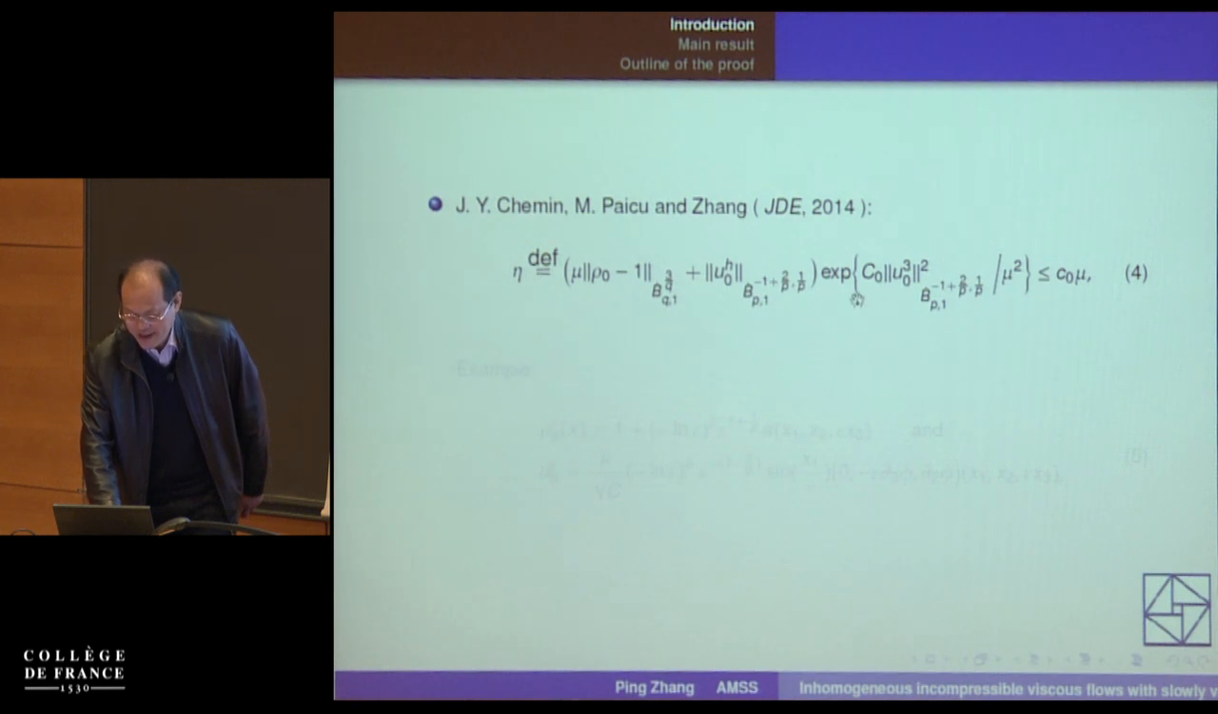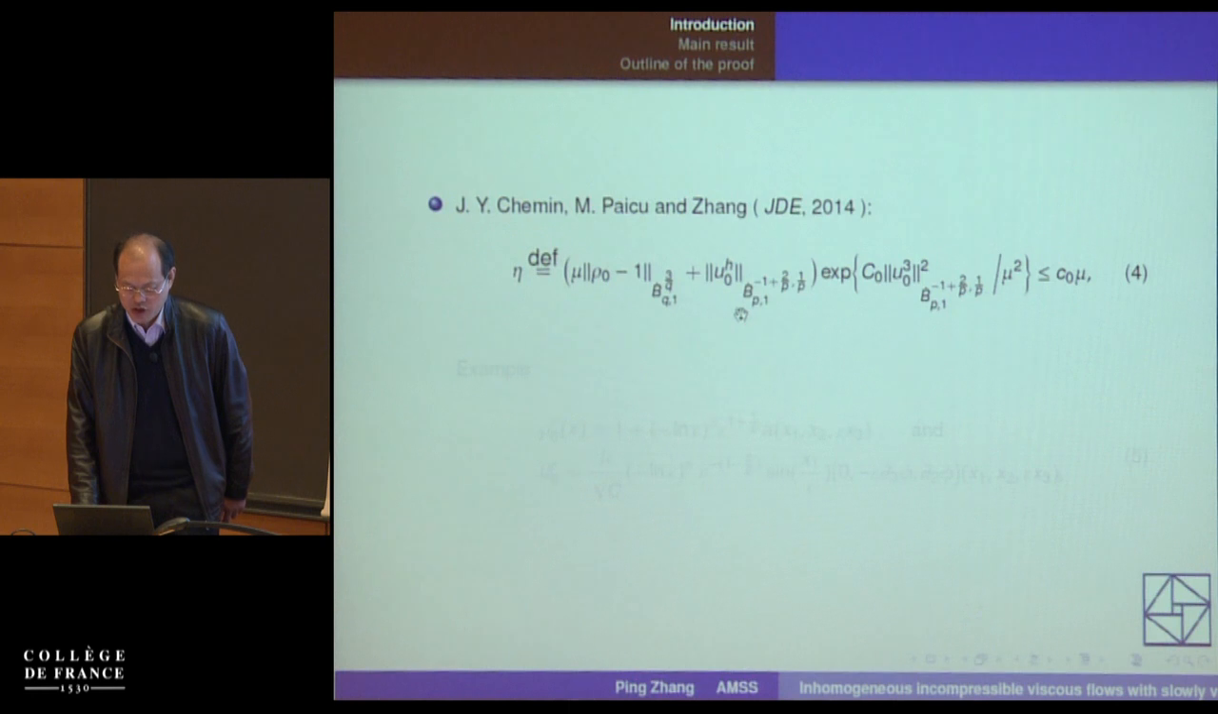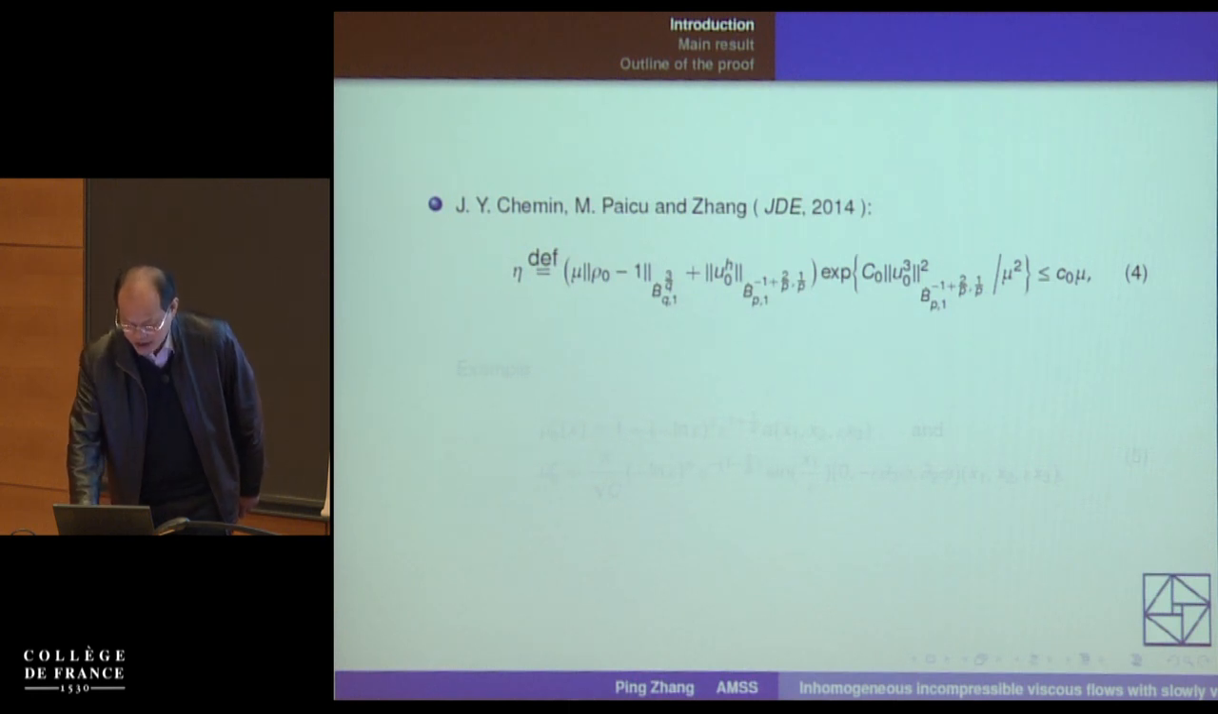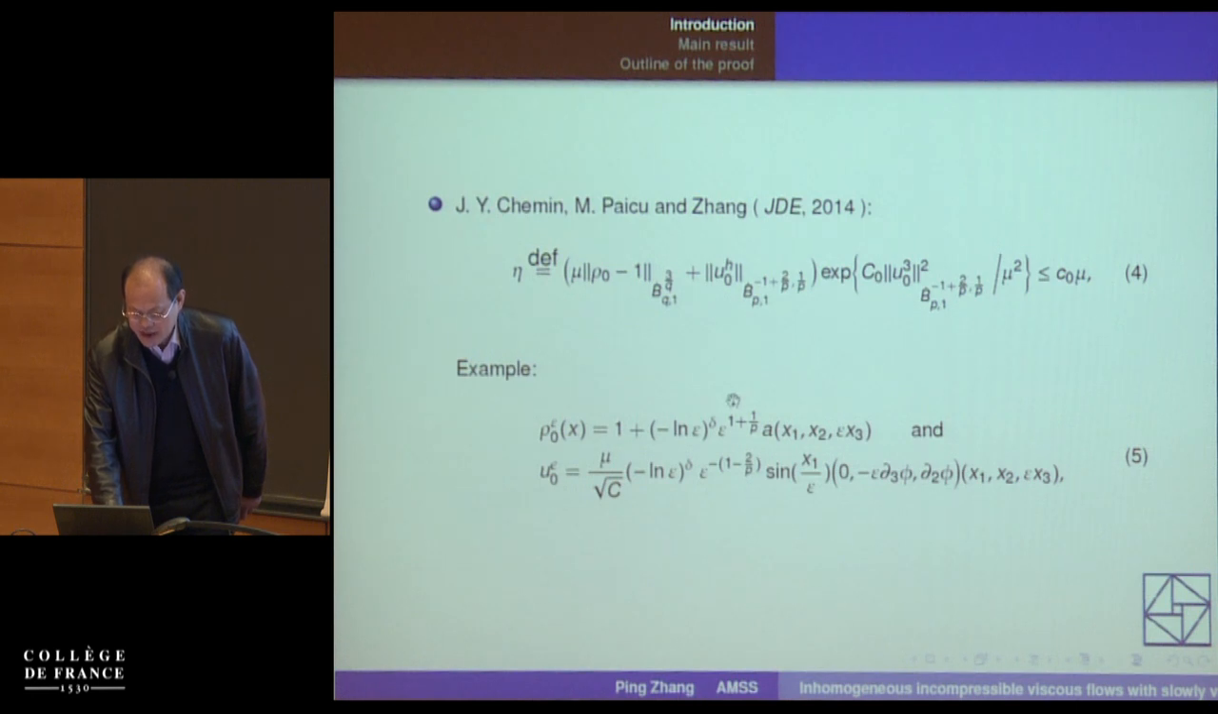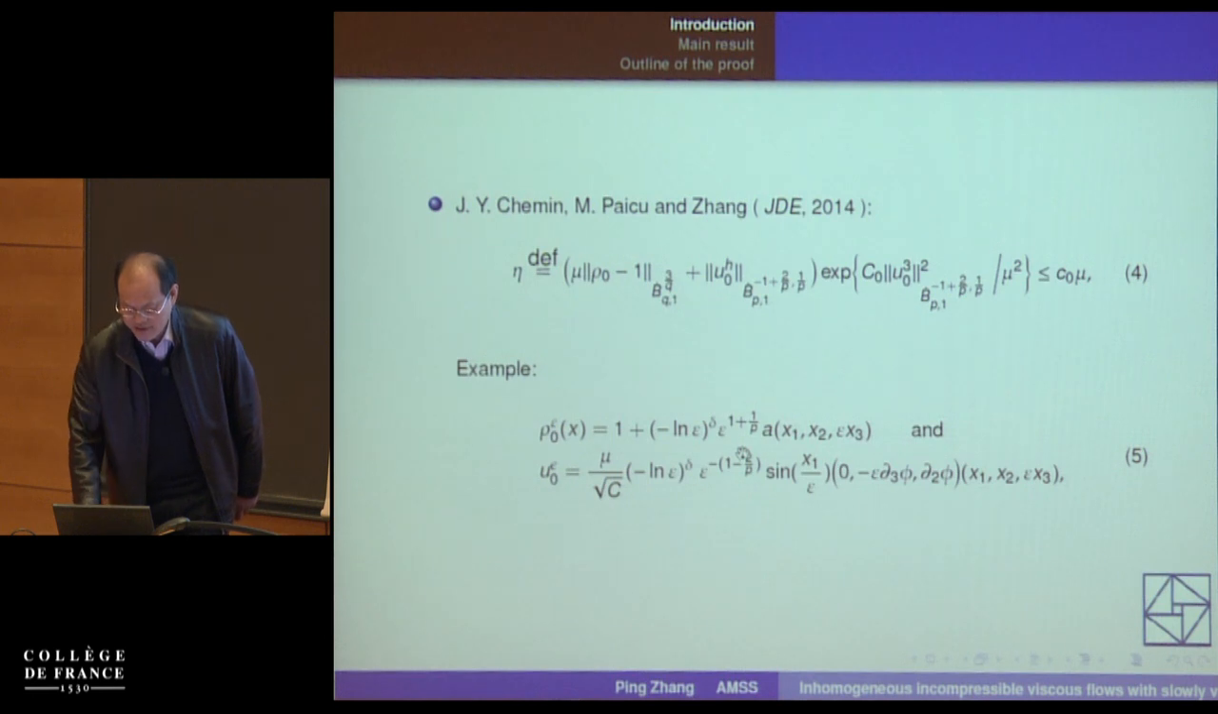So the novelty of this result is that this isentropic structure of the density function is consistent with this anisotropic structure of the velocity field. So with this modulus condition, we can construct examples as follows, which have a large velocity field, but with a very small density function.